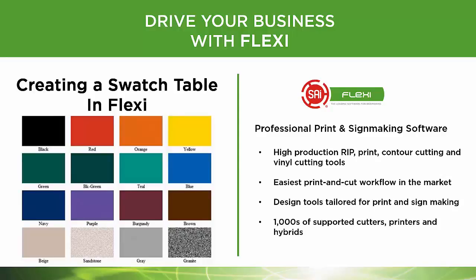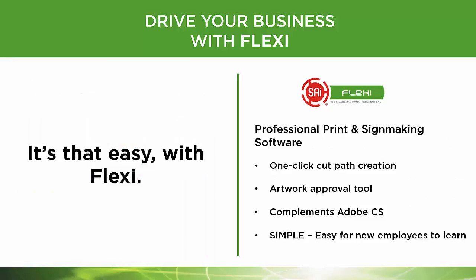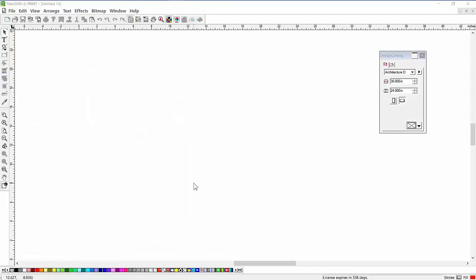Let's find out a little more about creating a swatch table in Flexi. I'd like to spend the next few minutes just showing you a little bit more about the swatch table. That's the color swatch down here on the bottom. Everyone should have a default one, as you can see down here. These are typically just RGB colors and a few patterns and gradients.